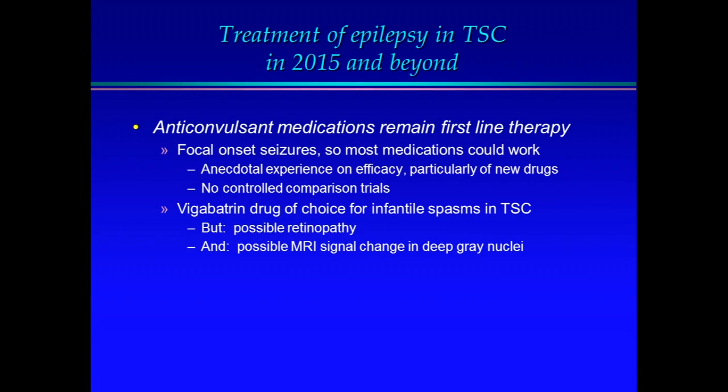In the treatment of epilepsy in TSC, anticonvulsant medications really remain the first-line therapy. Seizures in TS are focal in onset by definition, so any of our medications could work. And there's anecdotal experience of efficacy with some of these drugs, in addition to our work on Vimpat, or lacosamide, and clobazam. There have also been reports about topiramate and lamotrigine being particularly effective. And again, vigabatrin is clearly the drug of choice, but vigabatrin is not risk-free, and there are side effects that we have to be cautious and respectful of.